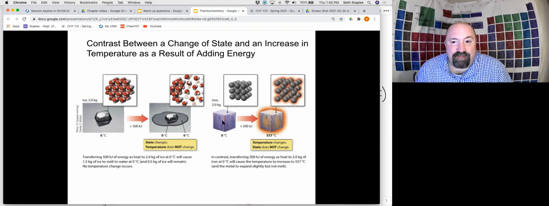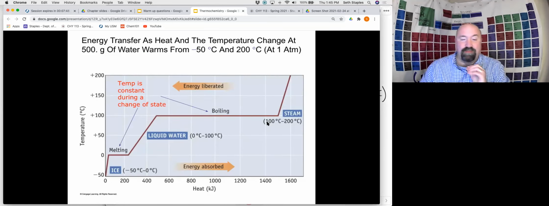If I take that same 500 kilojoules of energy, though, and apply that to iron, that's not enough to get us to the melting point of iron. Now my temperature is going to change. That energy is going to go into a temperature change of the iron because the state is not changing. Let's look at what we call a heating curve, and we'll leave things here for today.